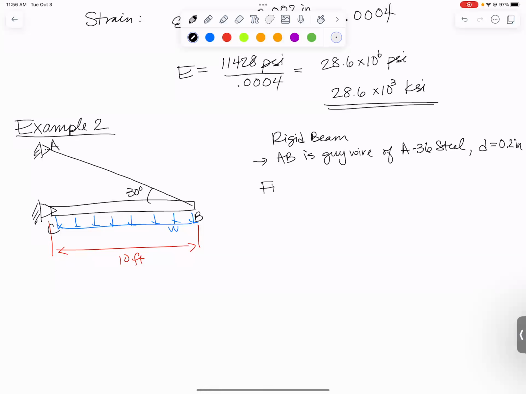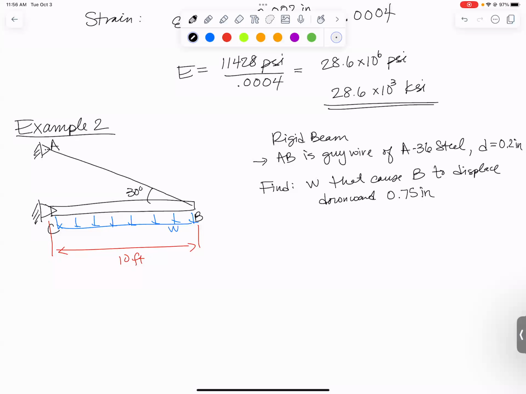Now we're supposed to find the magnitude of the distributed load W that will cause B to displace downward 0.75 inches. Okay, wow, that seems like a lot. I don't know the distributed load. I've never maybe heard of a guy wire before, but it looks like it's a string or a rope or a wire made of A36 steel. It probably doesn't matter if I don't know what a guy wire is.